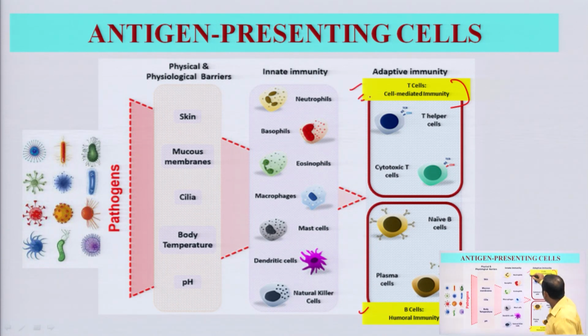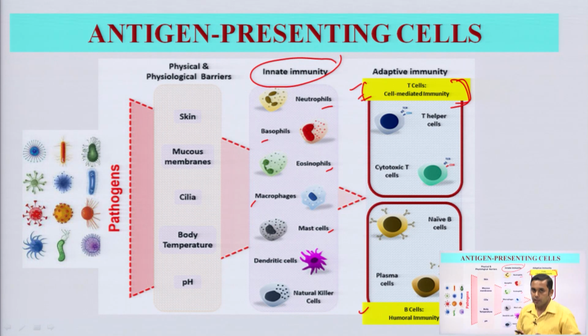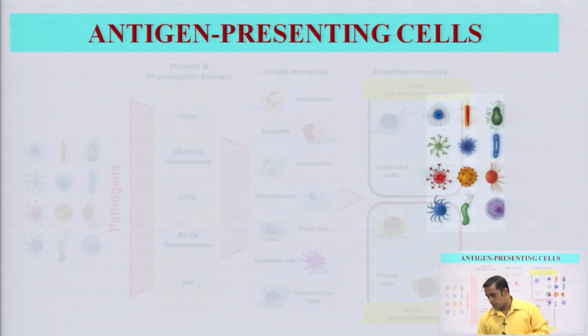Today I am going to focus on T cell mediated immunity, how T cells come into the picture. You see, when microbes come in and cells like neutrophil, basophil, eosinophil, macrophage and mast cell are not able to control them by themselves, then they have to report about the pathogen to the T cells. How will they report? That is the matter of understanding.